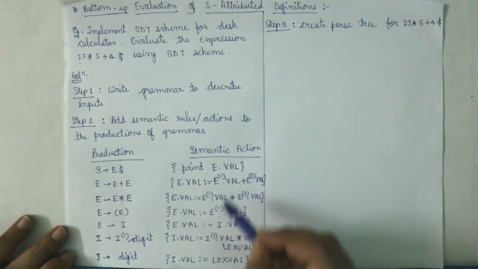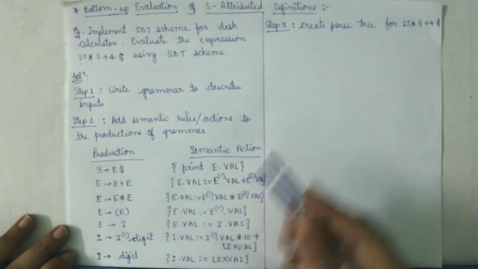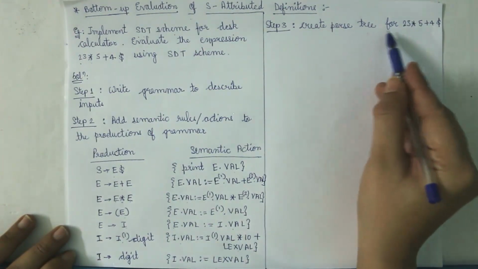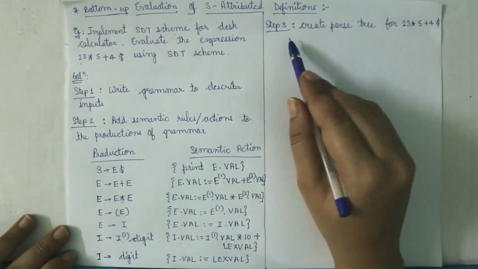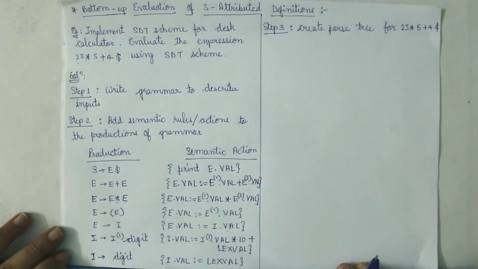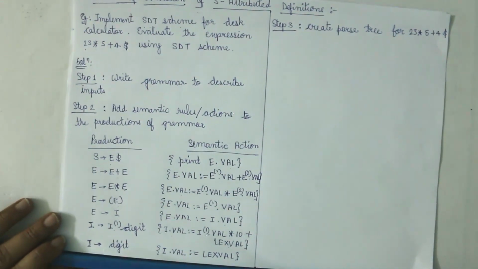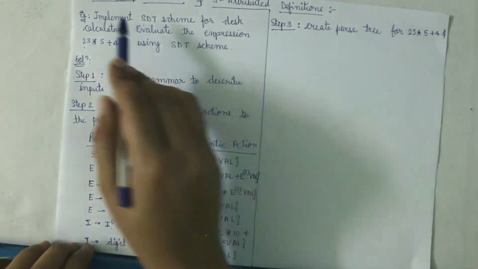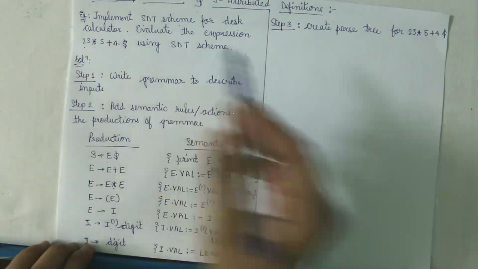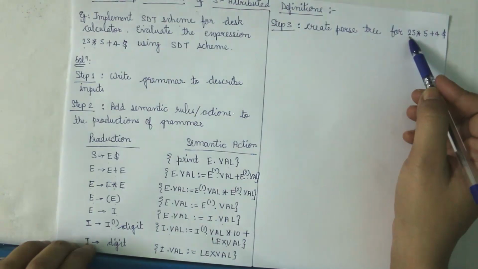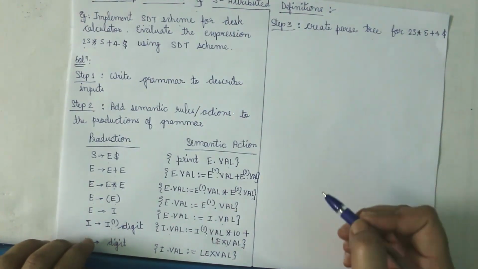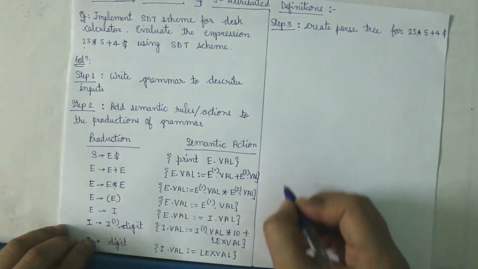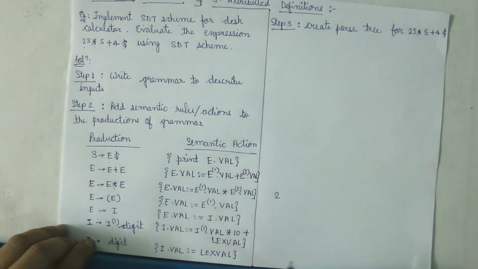Now, to understand how to apply these semantic actions, let's create a parse tree for this input, and this is the next step. So now we will try to create the parse tree for the input 23 into 5 plus 4, and we have to do it in bottom up fashion. So we'll start with the first digit, which is 2. So now my first digit is 2. So we'll take this 2 first.